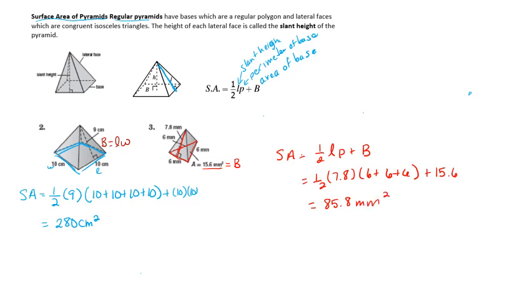So surface area of a pyramid is 1/2 the slant height, which is the height of the triangles that meet at the top. It's like the height of the slant, if you will. The perimeter of the base, so you add up all the sides of the base, plus the area of the base. And sometimes they give you the area of the base, and then sometimes you have to find it. So in number 2, it was a square, so it's length times width.